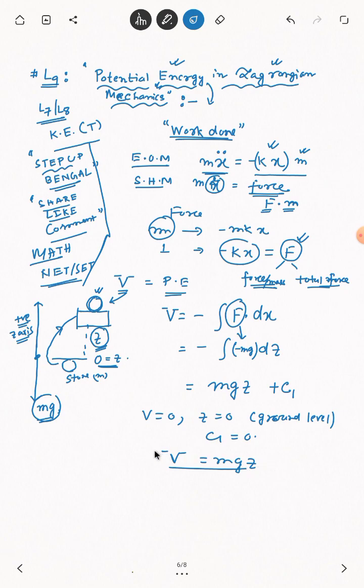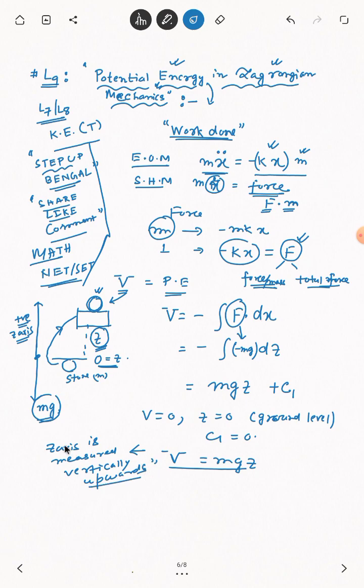Remember that very important point for any exam point of view, that z axis, this terminology is used in question paper. Z axis is measured vertically upward.